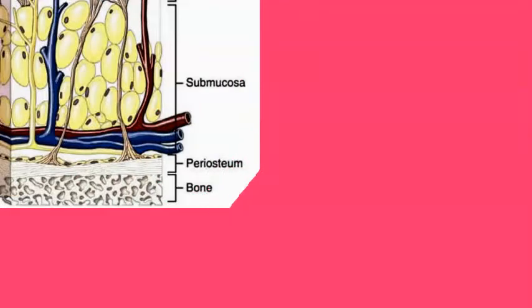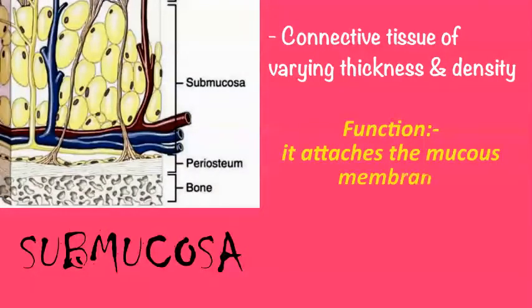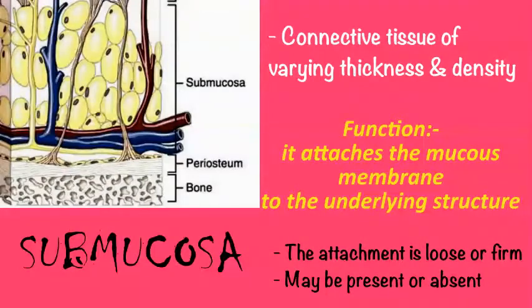Next we are discussing the submucosa. It is connective tissue of varying thickness and density, which serves to attach the lamina propria to the underlying bone or muscle. The structure of the submucosa decides the nature of attachment, whether loose or firm. In some parts of the oral cavity it may be present or absent.